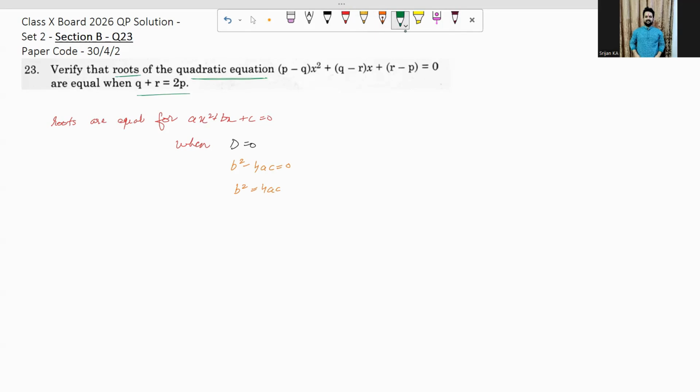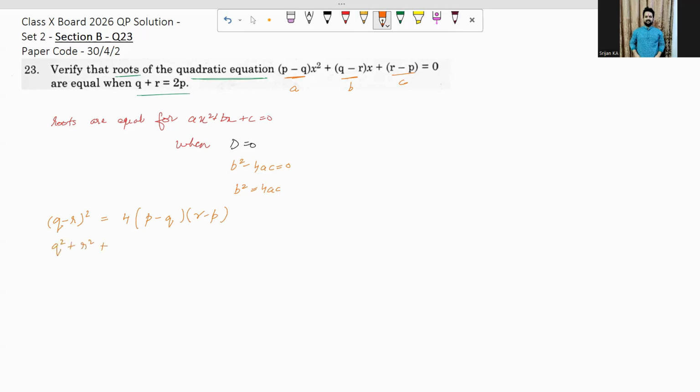Now when this comes to our mind, let's try it out. So what is a, b, and c here? I'll quickly write that for you. This term with x squared is a, this is b and this is c. I'll just square these things. So that gives you (q minus r) squared is equal to 4 times a, what is that? p minus q, into c, what is that? r minus p, right? Now let's just start solving this.